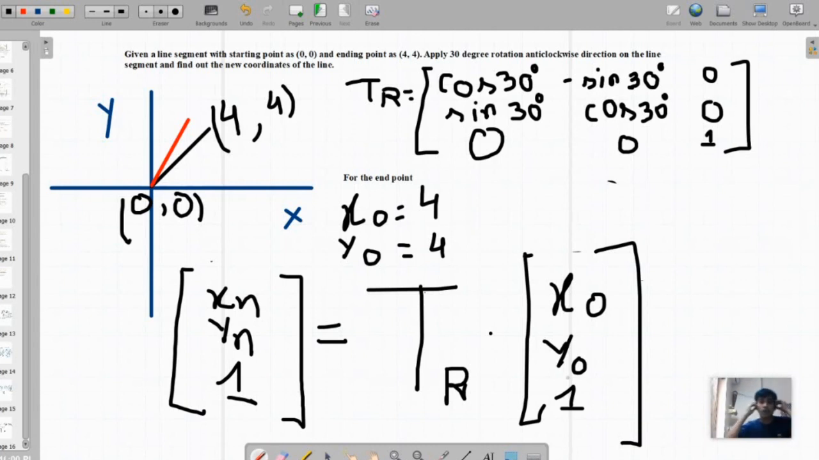Here it is. If you complete the multiplication, you will arrive at the new location for the endpoint. So solve this yourself and try to find out the coordinates for the endpoint after rotation.